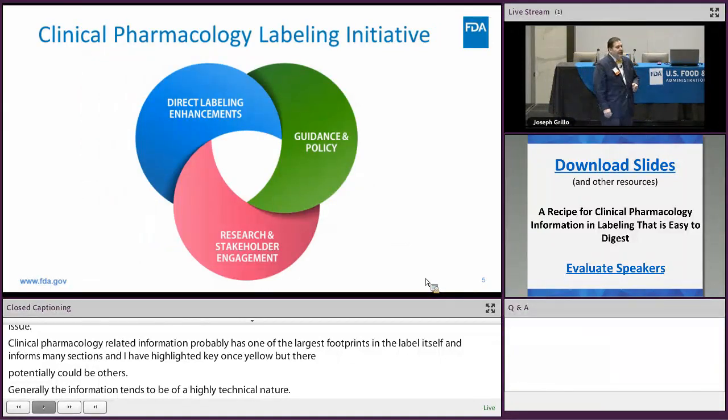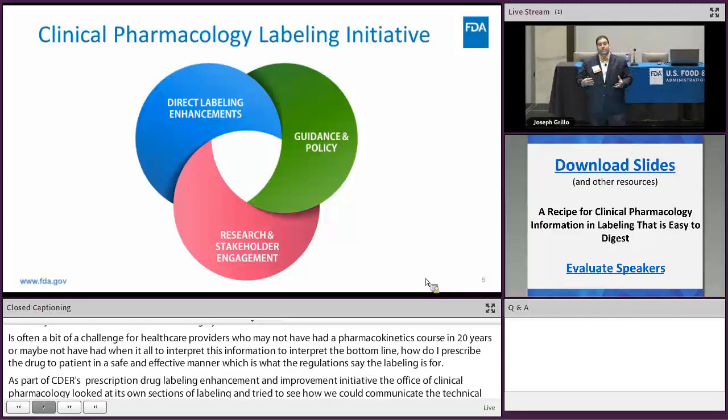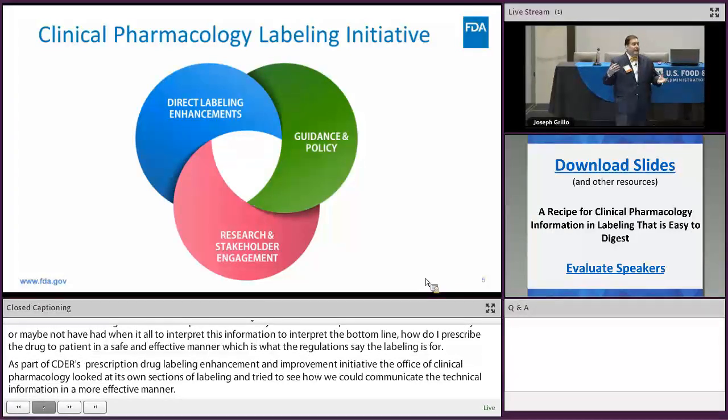So as part of CDER's prescription drug labeling enhancement and improvement initiative, the Office of Clinical Pharmacology also looked at its own sections of labeling and tried to see how we could communicate this technical information in a more effective manner. How good are we doing? Can we do better? We tried to do this by taking three approaches. One, of course, is reaching out to industry and academia, and saying, give us some suggestions, work with us on how we can improve this type of information.